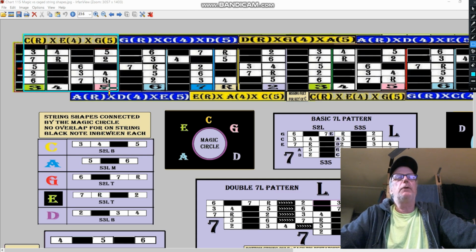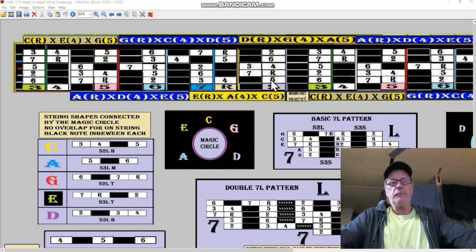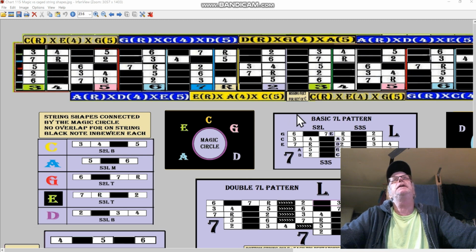Okay, but what's going on with this lesson is that now we want to start this 3 anywhere on the fretboard. So start it here. Start it here. Okay? That's what's going on. And that's the subject of these 3 charts, 115 through 117, is how to advance along a string into different cage shapes. That's what it's about, believe it or not.